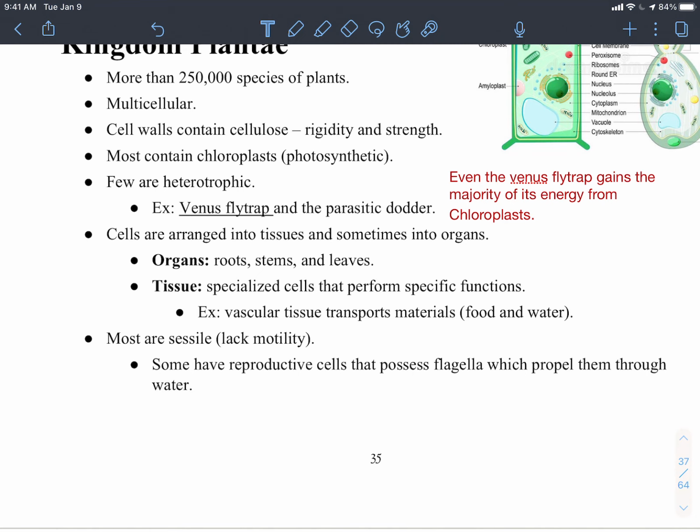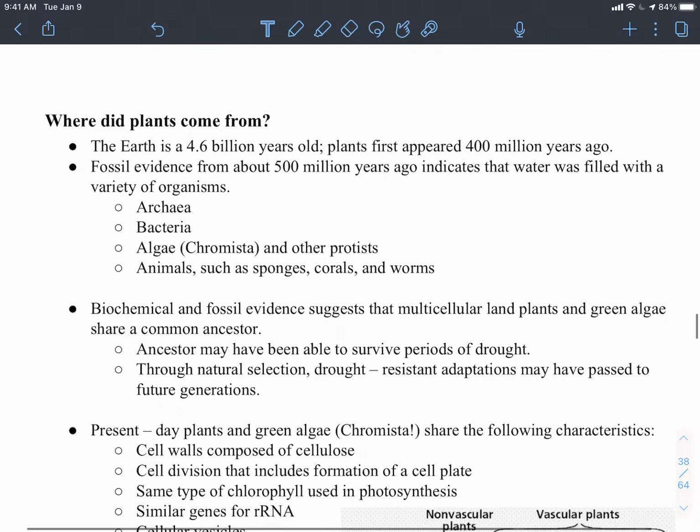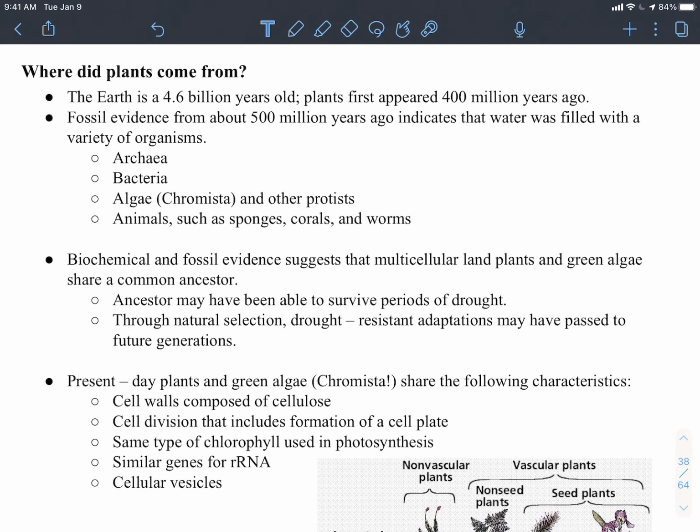These cells are organized into tissues and sometimes into organs, which means that the cells themselves are specialized, unlike in the fungus. These organs might be things like the roots and the stems and the leaves, and they definitely have tissues, which are specialized cells for different functions, like vascular tissue that transports material, and other tissues that are better for photosynthesis. They don't really have mobility, although some have reproductive cells with flagella that they can send through the water.